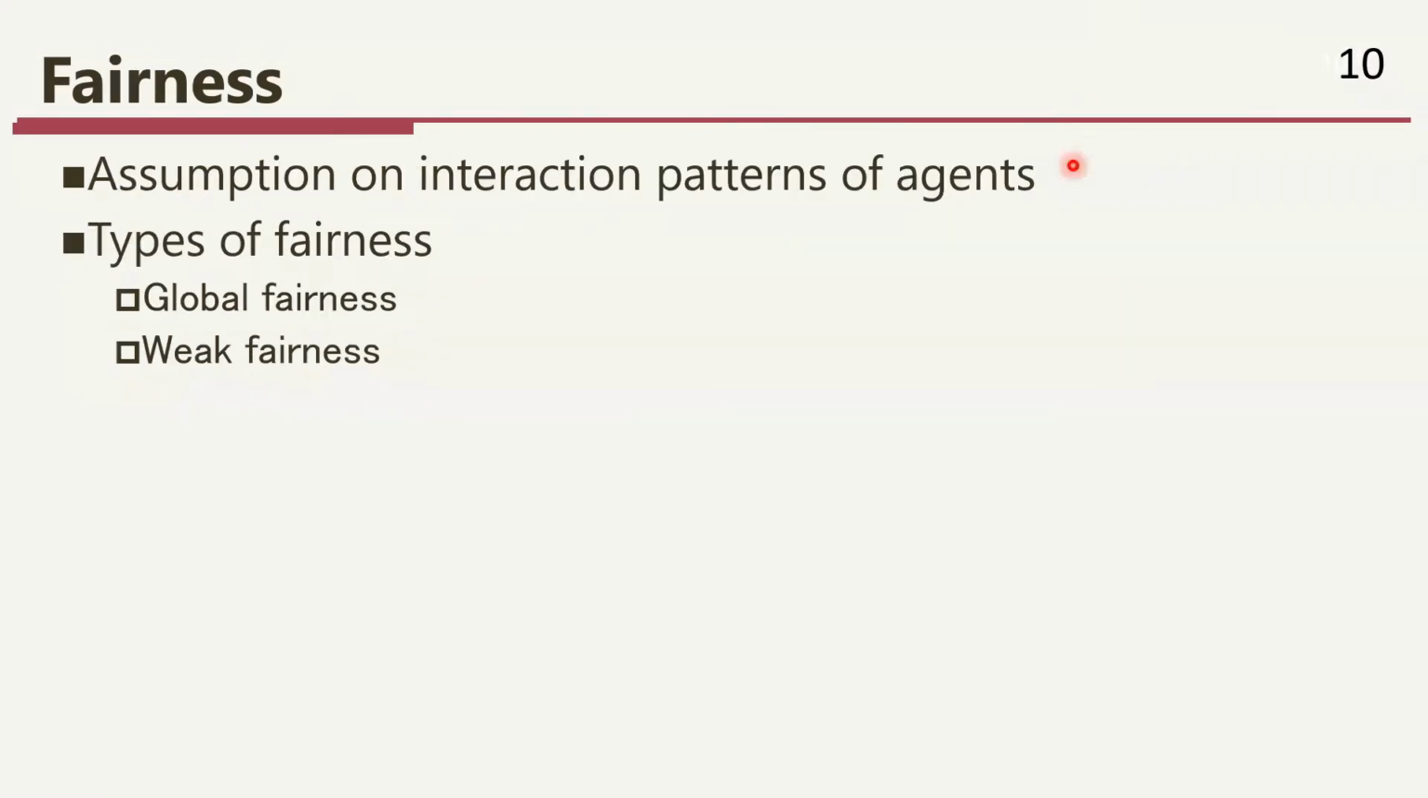Next, I will explain fairness. This is an assumption of interaction patterns of agents. We assume two types of fairness. One is global fairness, another is weak fairness. In order to explain these fairness, first I will explain a configuration.